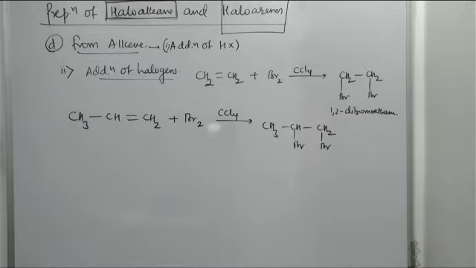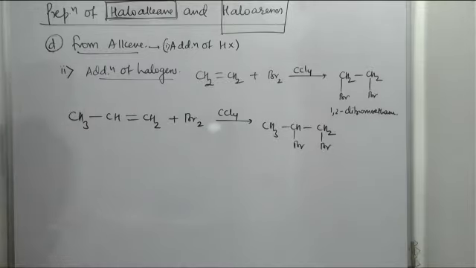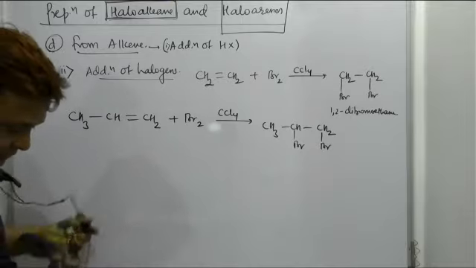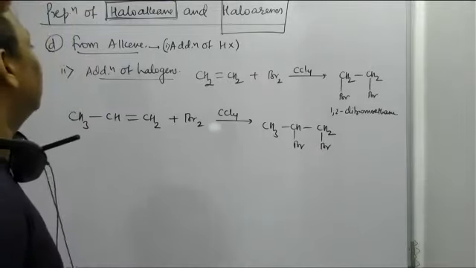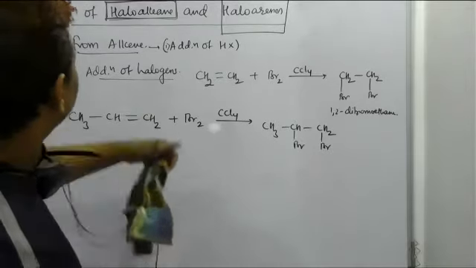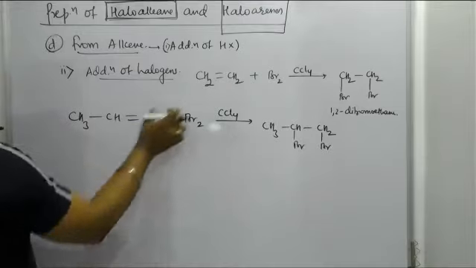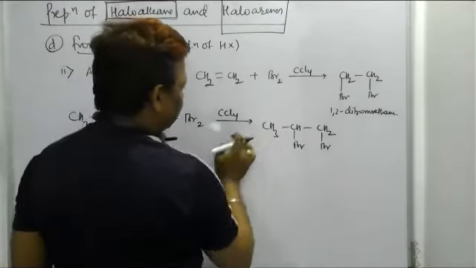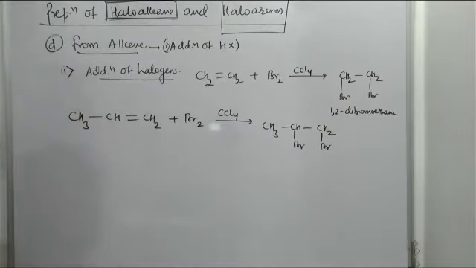So addition of halogens to symmetrical and unsymmetrical alkenes in presence of carbon tetrachloride gives the dihalo product. So these are the four methods we have seen.